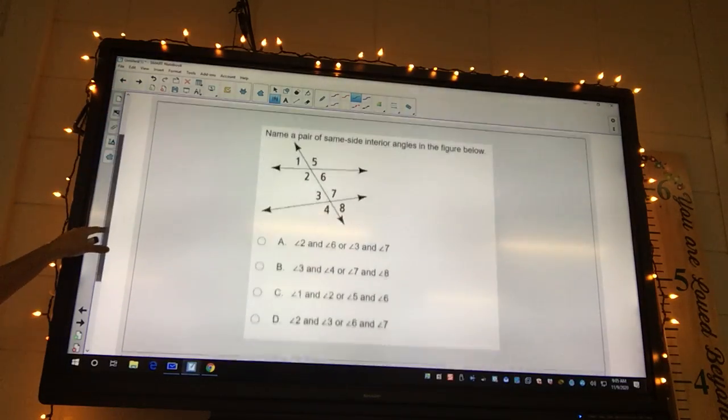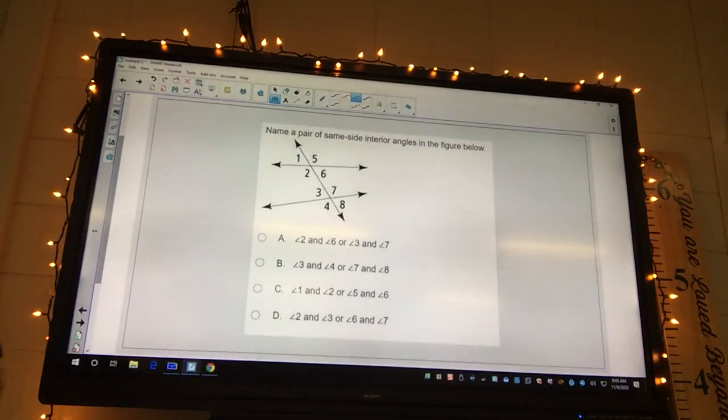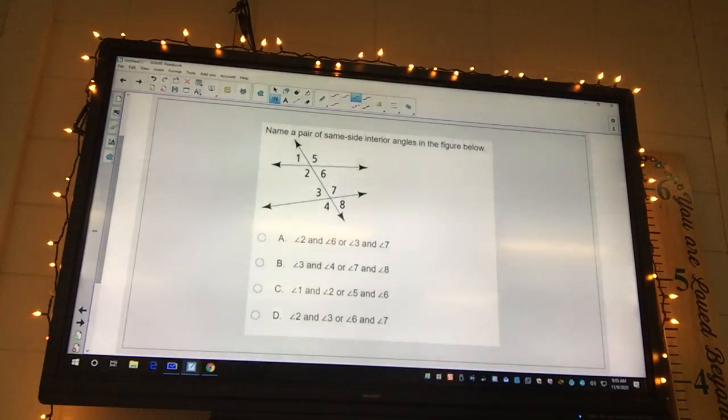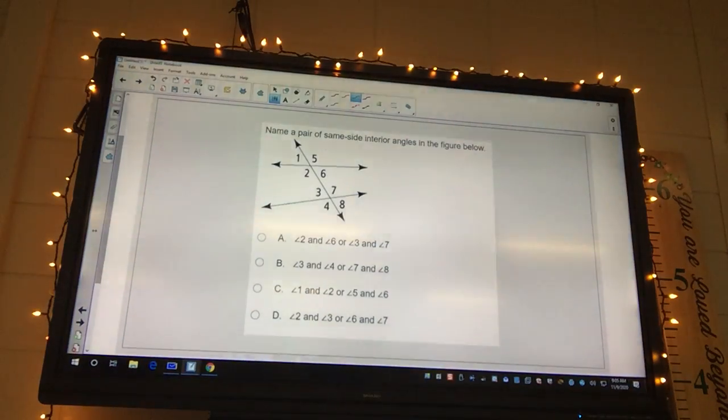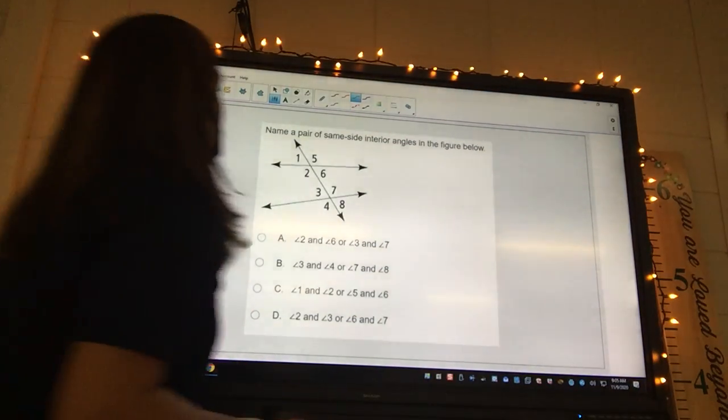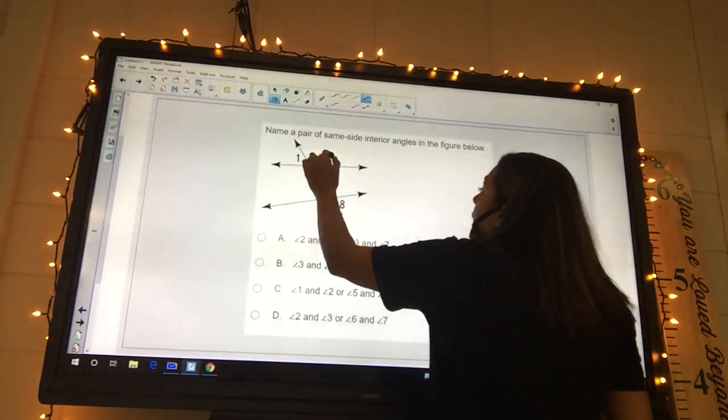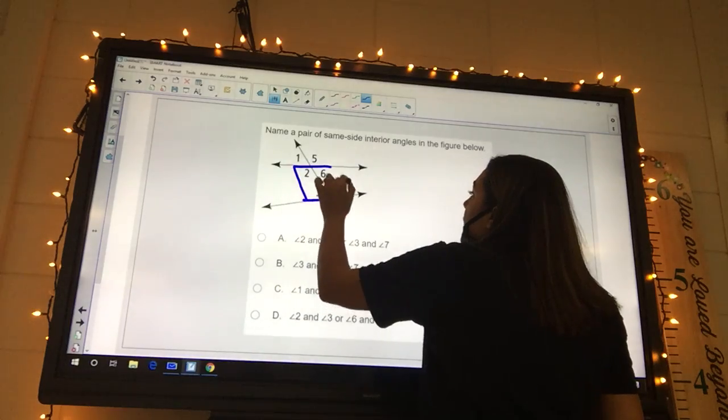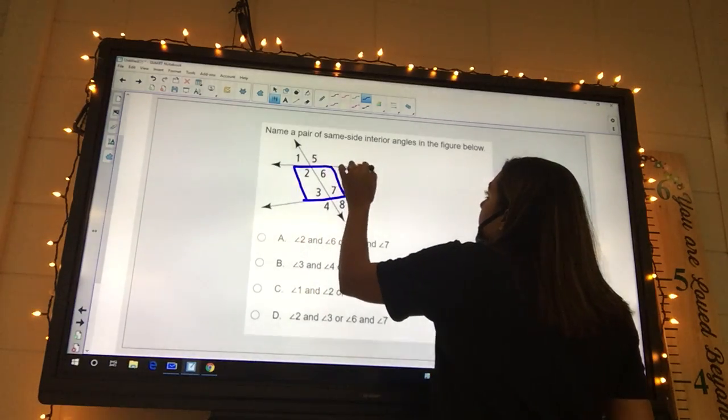Okay, this one says name a pair of same side interior angles. Okay, so what angles are going to be the interior ones? The 2 and 3. 2, 6, and 7. Yep, so 2, 3, 6, and 7. These are all interior.